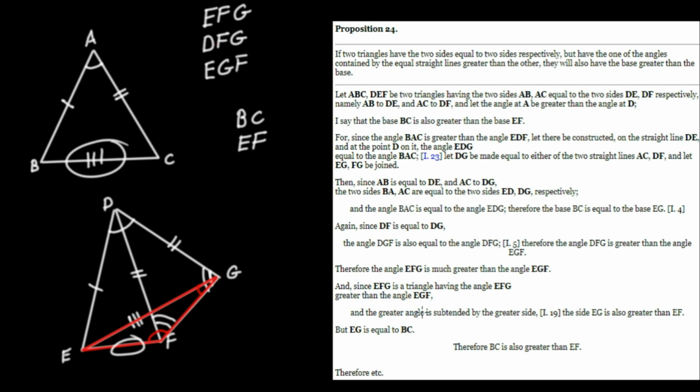And that follows from proposition 19, that the greater angle is subtended by the greater side. Hence he says, and the greater angle is subtended by the greater side by proposition 19. The side EG is also greater than EF, but he reminds us that EG was equal to BC. Therefore, BC is also greater than EF. This side is greater than EF, and that's the proof.